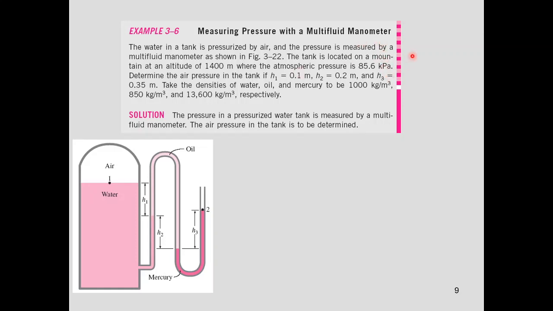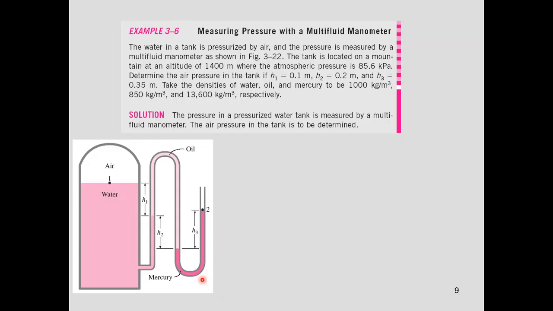The water in a tank is pressurized by air, and the pressure is measured by a multifluid manometer as shown in the figure. The tank is located on a mountain at an altitude of 1,400 meters, where the atmospheric pressure is 85.6 kilopascal. Determine the air pressure in the tank if h1 is 0.1, h2 is 0.2, and h3 is 0.35. Take the density of water, oil, and mercury to be 1,000, 850, and 13,600 respectively.